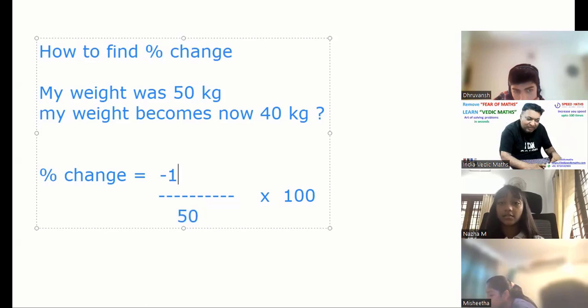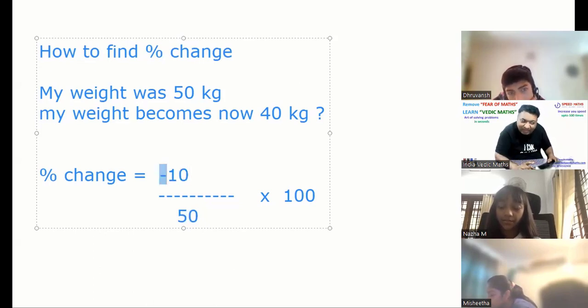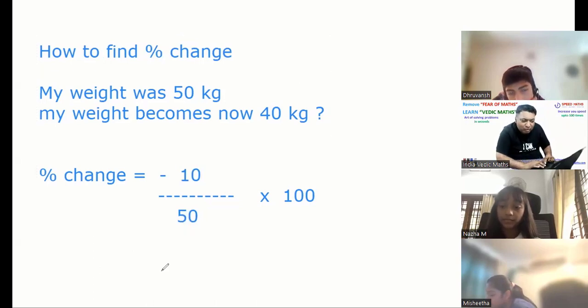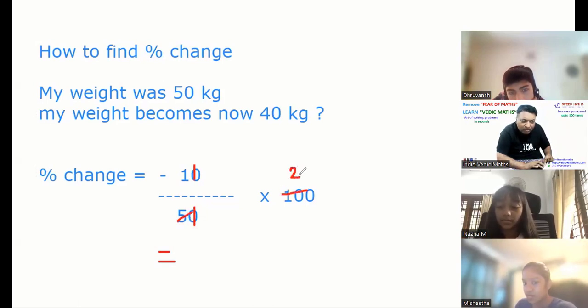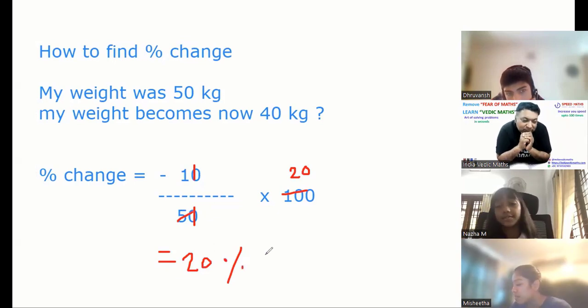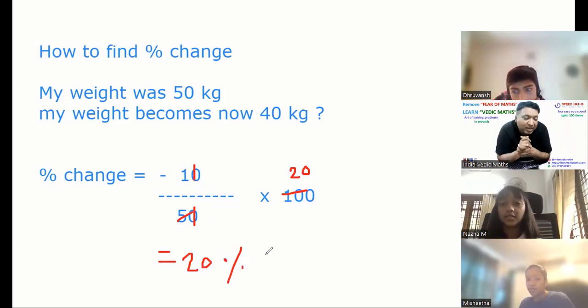Minus 10. So minus indicates reduced, plus indicates increased. Now you just do cancellation and get the answer. You cancel 0 with 0, 5 with 2, and 20, and minus was there. So you will say, sir, 20% I reduced my weight in just 1 week. That's it. Golden rule of percentage change, increase, decrease.